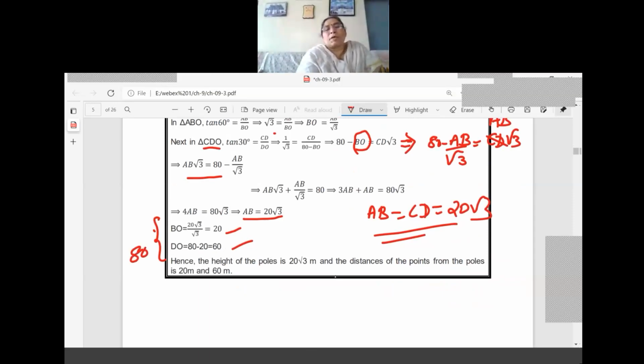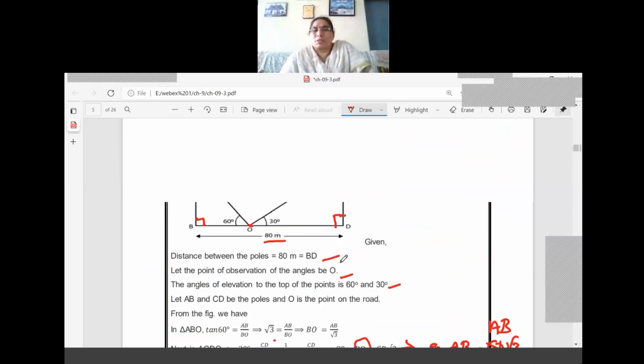So here BO by formula we are calculating, from the 80 we are using this one. So the height of the pole equal to 20 root 3 and the points from the pole equal to 20 meter and 60 meter only. So what is the concept?